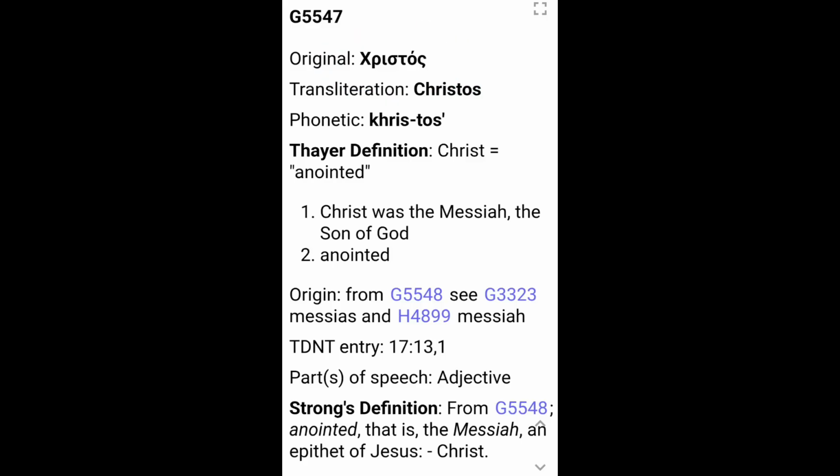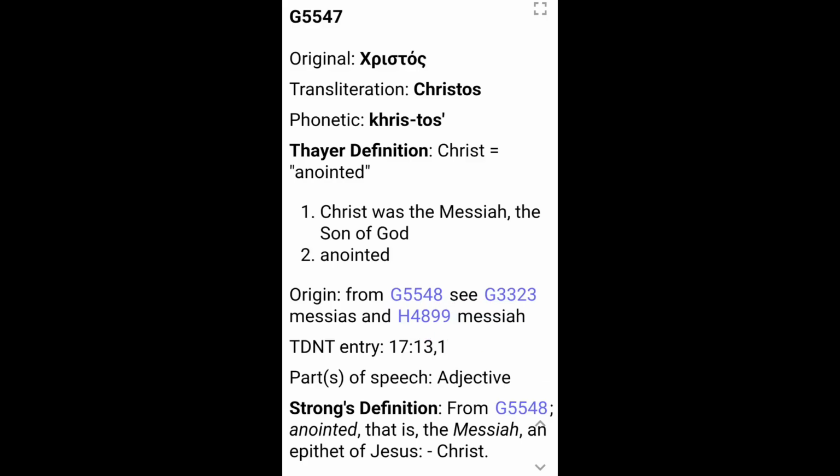It's a transliteration of the word Christos, and it means anointed. Christ was the Messiah, the Son of God. He was anointed. We see G3323 is Messias, which is a transliteration of the Hebrew word H4899, Messiah. Messiah is the Hebrew word for anointed one.